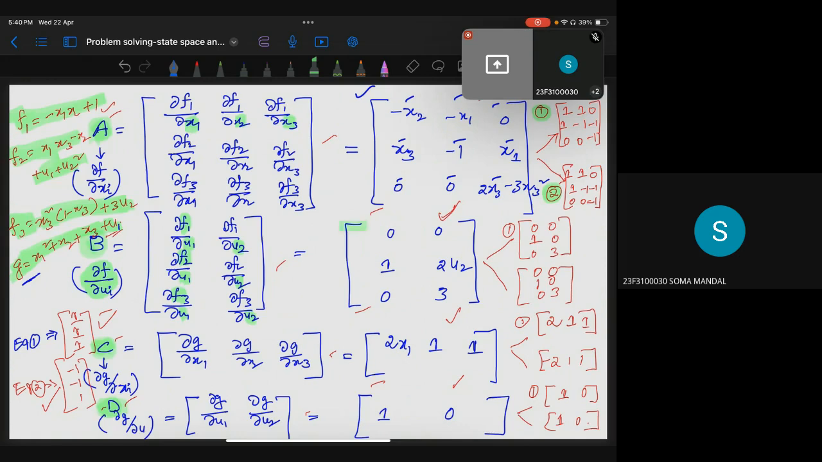Then we will get this matrix: 0, 0, 1, 2, U2, 0, 3. Sorry, this should not be U2.